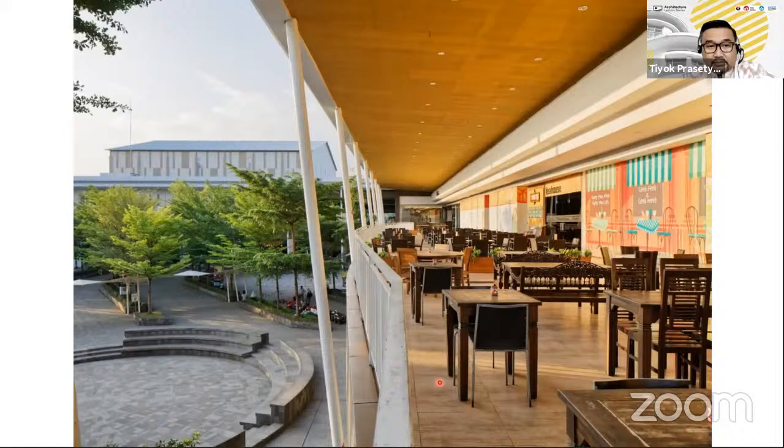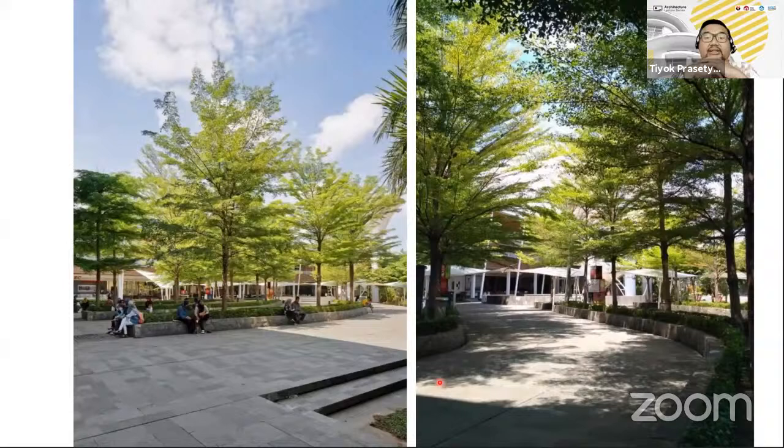It could be accessed by anybody. People are not intimidated by the luxury of a conventional Indonesian shopping mall, but they can have a mall and a park at the same time. It was built even before Central Park in Jakarta, but in a smaller city, Cirebon.